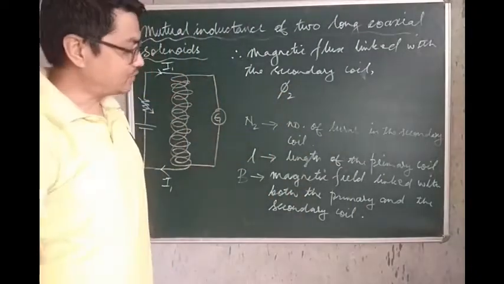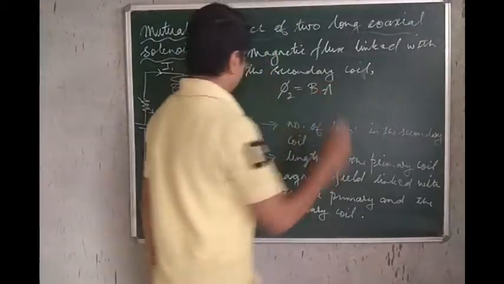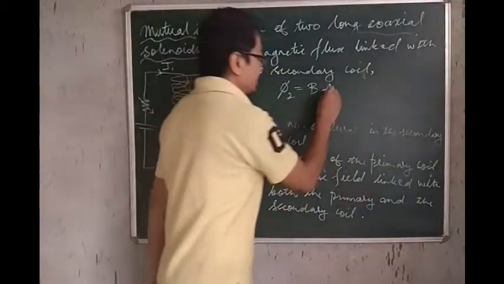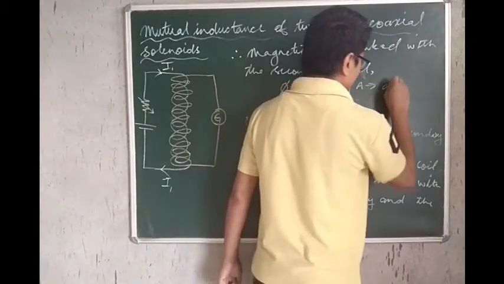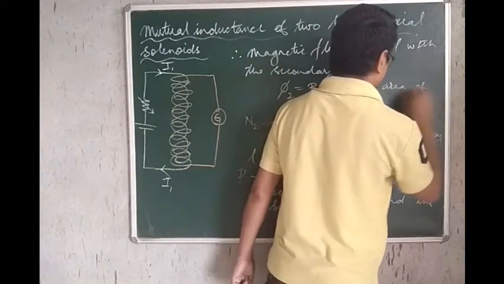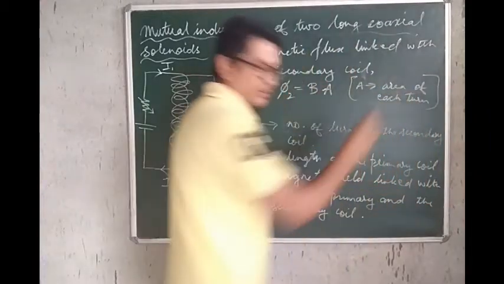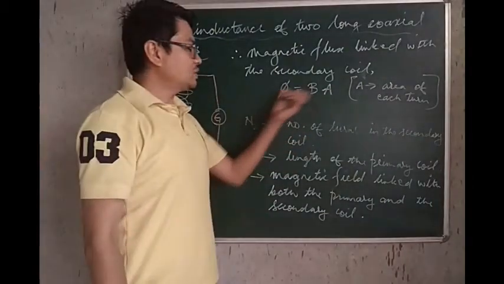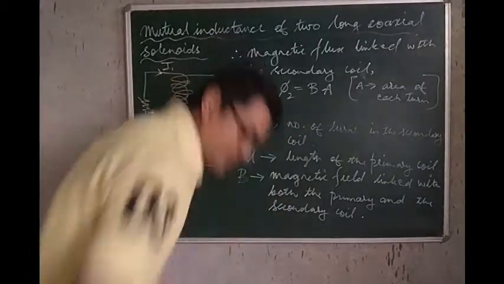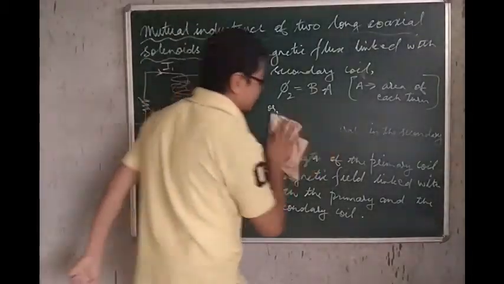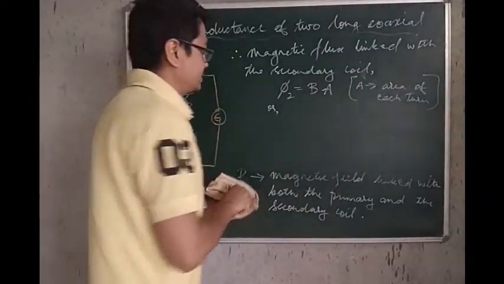Phi 2 is the magnetic flux linked with the secondary coil, so phi 2 will be B into A, where A is the area of every turn of the loop. I think I forgot to mention this. So it is the area of each turn for both the primary and the secondary. Okay. So phi 2 is B into A, or let me erase this lower thing also.